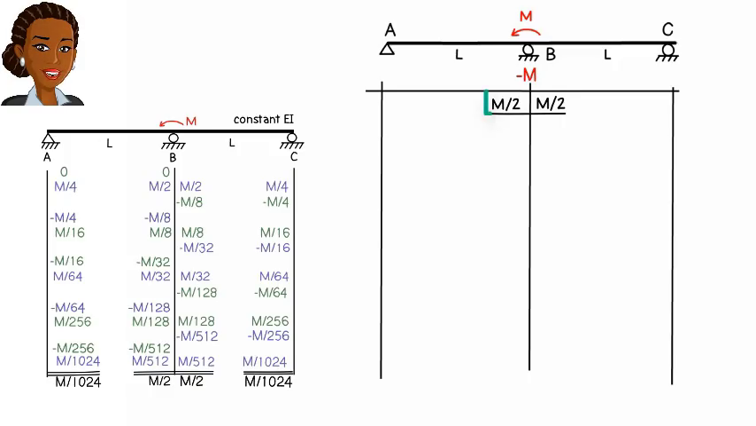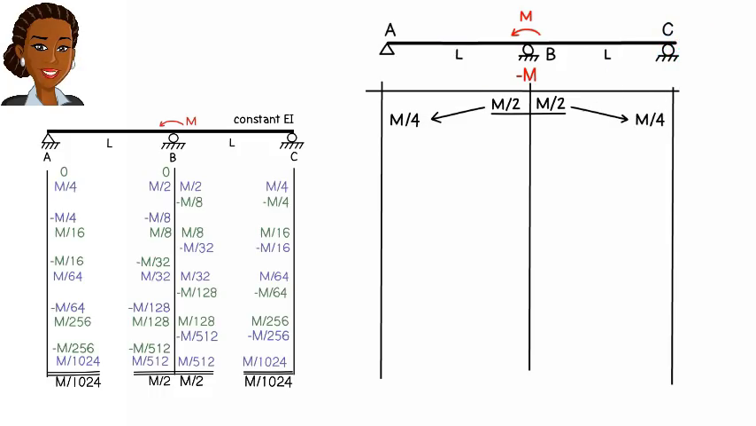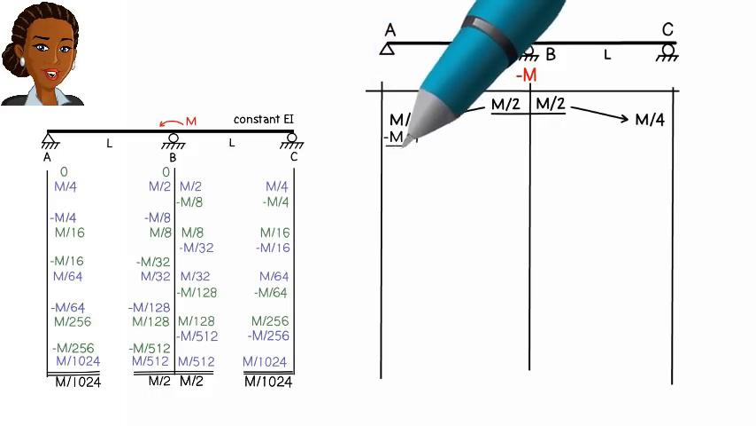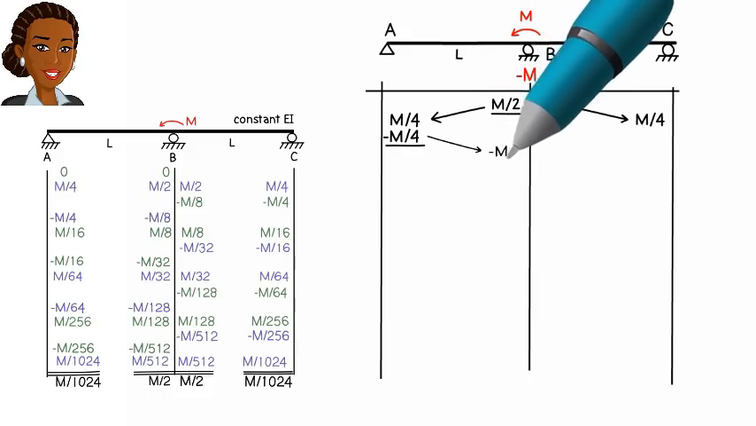Then we carry half of this moment over to the other end of the member. That is, we write m over 4 here. And half of this moment carries over to the other side of BC. We write m over 4 here. Now we balance the moment at this joint. This means we add a negative moment of m over 4 to this column. As a consequence of adding a new moment value to the table, half of the value carries over to the other side of the member. So we write negative m over 8 here.